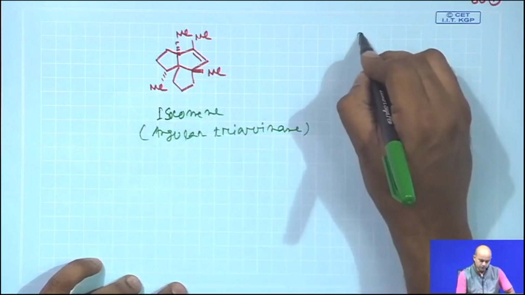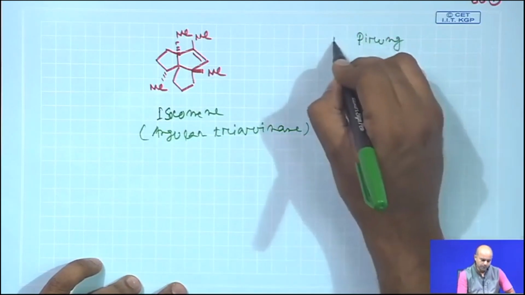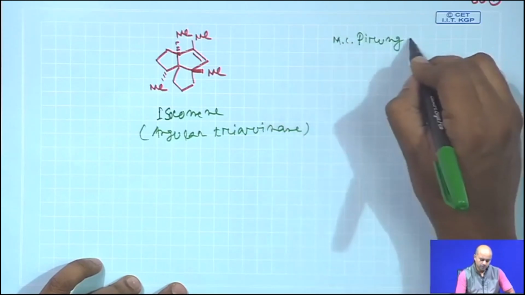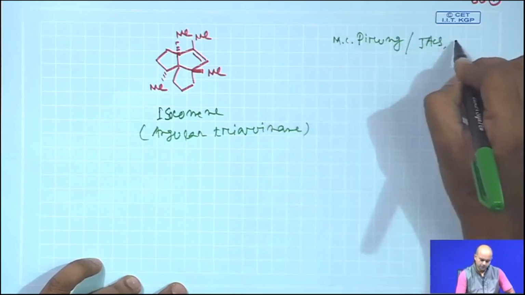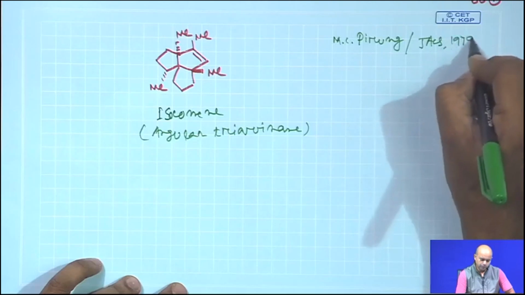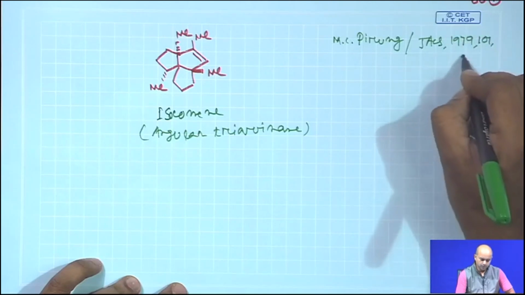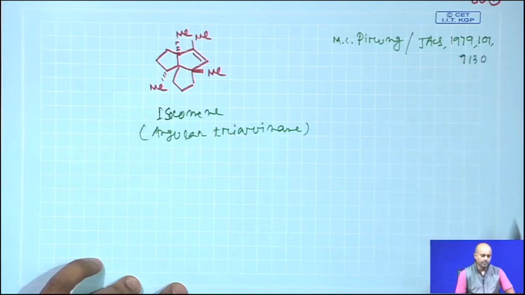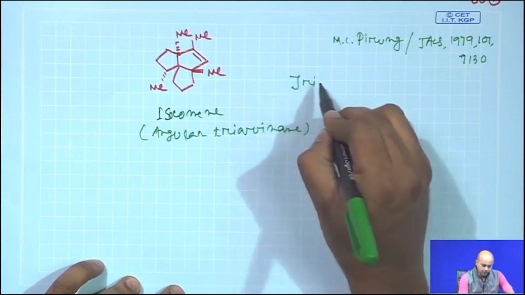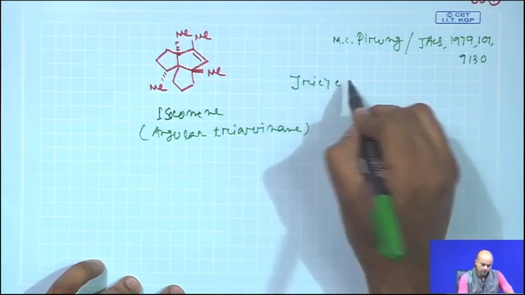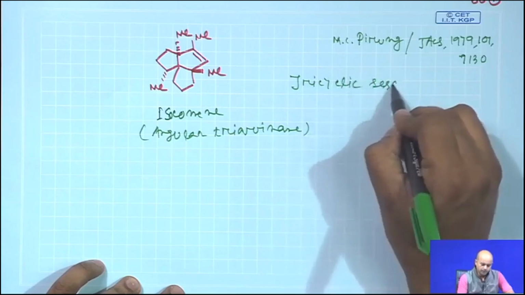The synthesis which I am going to discuss was first reported by Professor Michael Pirrung in a JACS paper. If you want the paper, I can send it to you. This was done in 1979, quite long ago. Now, this particular molecule, if you count the number of carbons, is a tricyclic sesquiterpene.